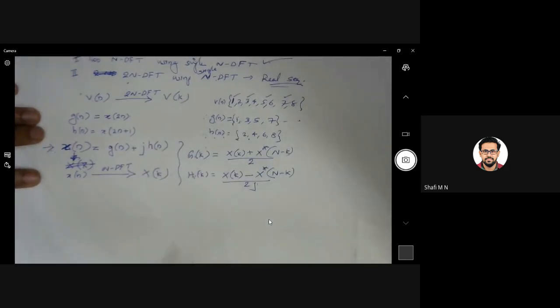Now, what is your final answer? We are going to the last step. Final answer, what? How can you name it? What is your final answer? x of k, G of k, H of k? What is your final answer, how have you named it? Where are we going?